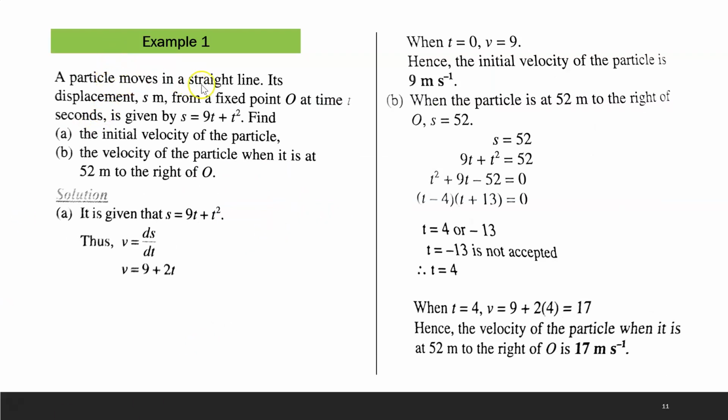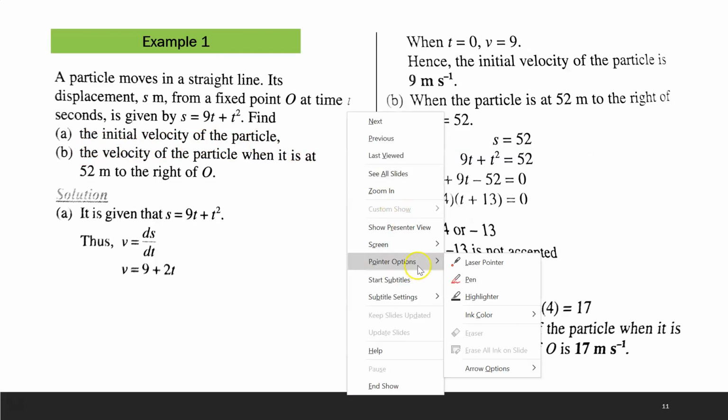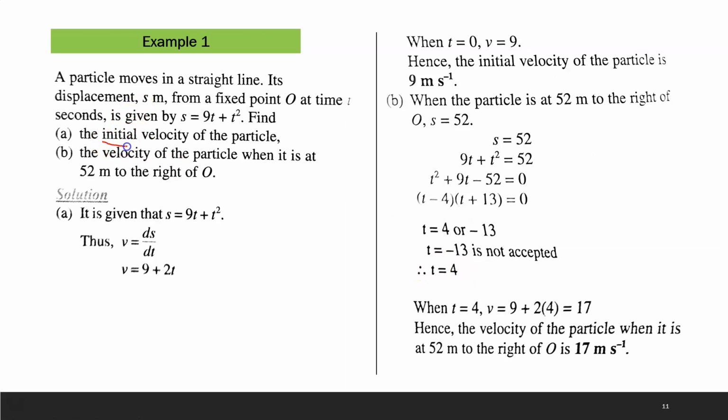Example 1. A particle moves in a straight line, its displacement s in meter from a fixed point O at time t second is given by this formula. So you are given this displacement formula. Find the initial velocity of the particle. So dia minta kamu cari initial velocity. Initial velocity maksudnya halaju permulaan dia. So apa maksud dia halaju permulaan? So halaju permulaan meaning that your initial, your t equal to 0. So you need to find what is the v bila t kamu adalah 0.